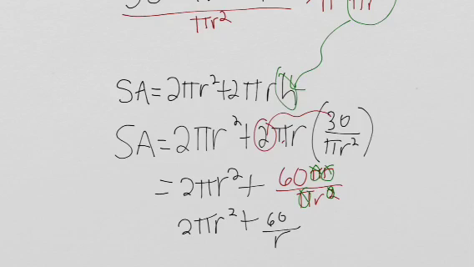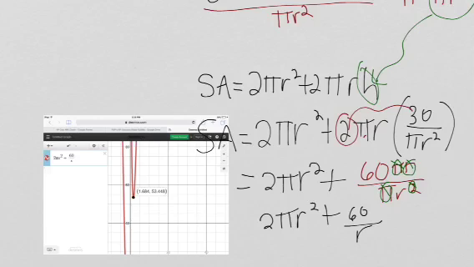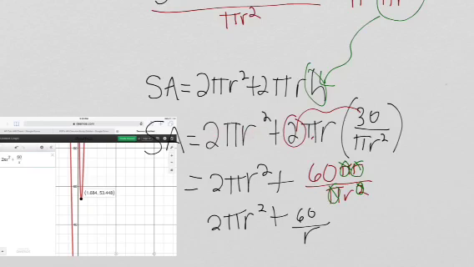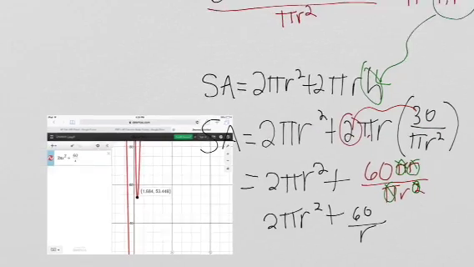On the test, I'm not going to make you simplify, but you do need to get the correct graph. So what we're going to do now is graph this and see what the minimum is. Okay, so here's the graph you should be getting. You could have graphed this without simplifying, so the 2 pi r squared plus 2 pi r times 30 over pi r squared, as long as you're careful, okay?